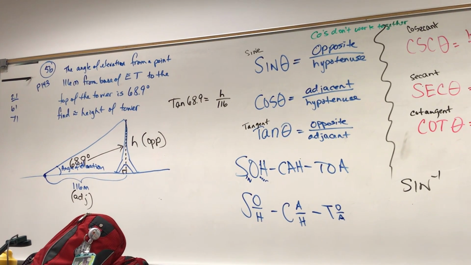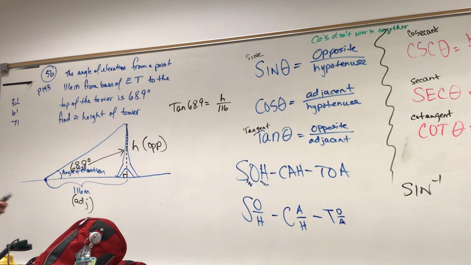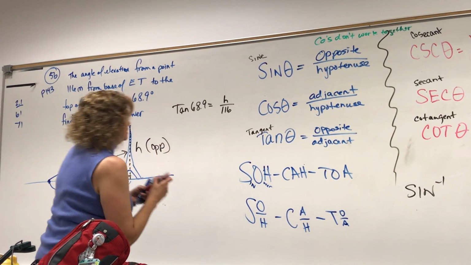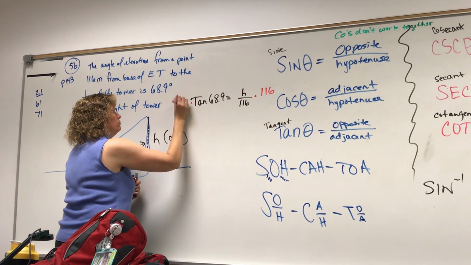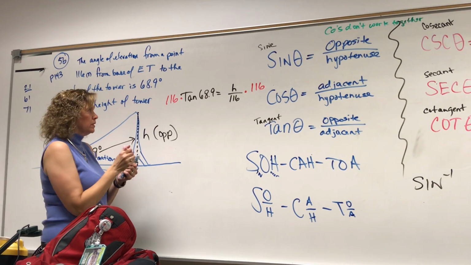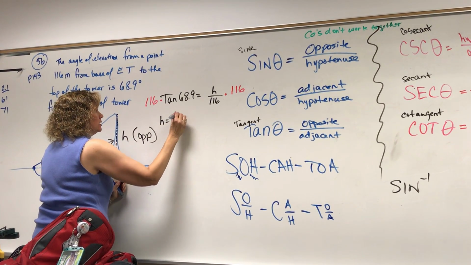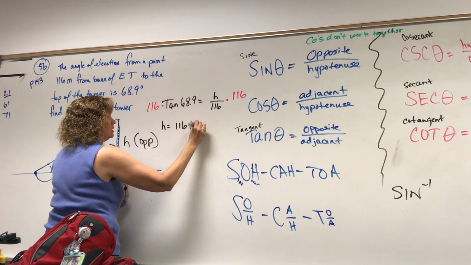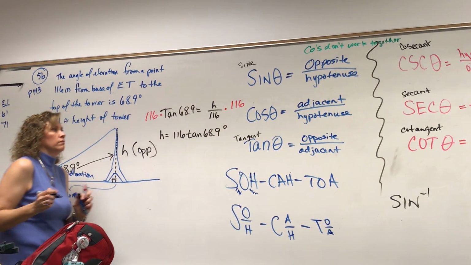Okay, so now we're going to solve for h. What's the easy way to solve for h? Multiply both sides by 116. Okay, so h is equal to 116 times the tangent of 68.9.